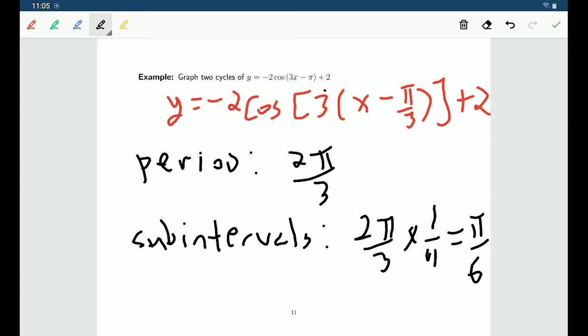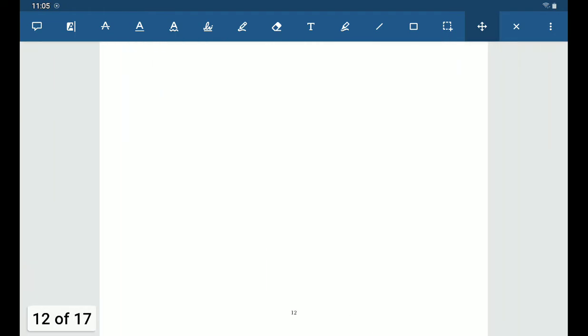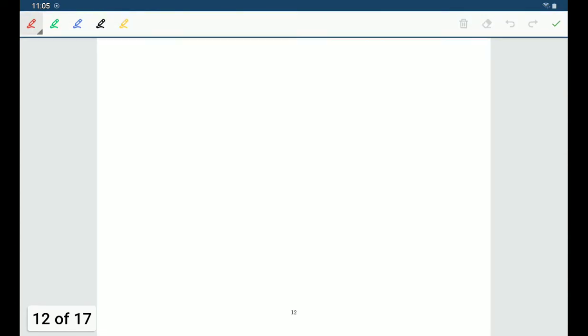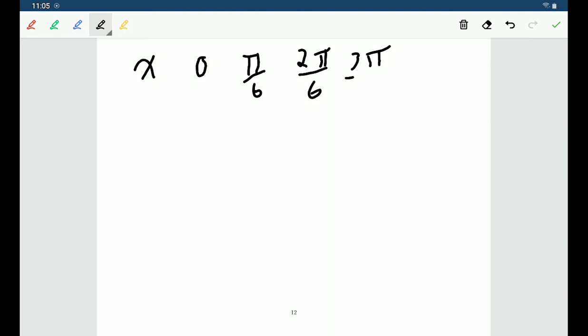So we'll have pi over 6 as the length of our subintervals, and so we'll start at the origin, we'll start at the x value of 0. And each x value after that will go up by pi over 6. So pi over 6, 2 pi over 6, 3 pi over 6, and 4 pi over 6.